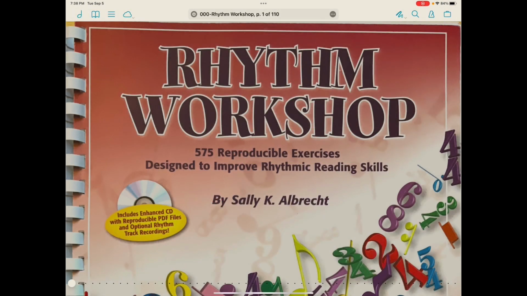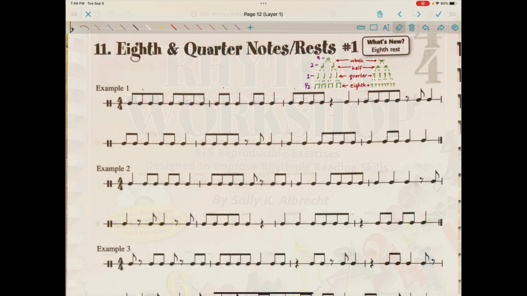We will continue our work with Rhythm Workshop by Sally K. Albrecht. We are on exercise 11 in the 4-4 section. We're still in 4-4 time, so we're not going to redo our pyramid. In looking at this example, I see a lot of eighth notes, so I'm going to choose the eighth note or the half beat note as the subdivided pulse that I'm going to continually track internally or in a whispered or mouthed way. So I'm going to be saying a steady stream of "do days."